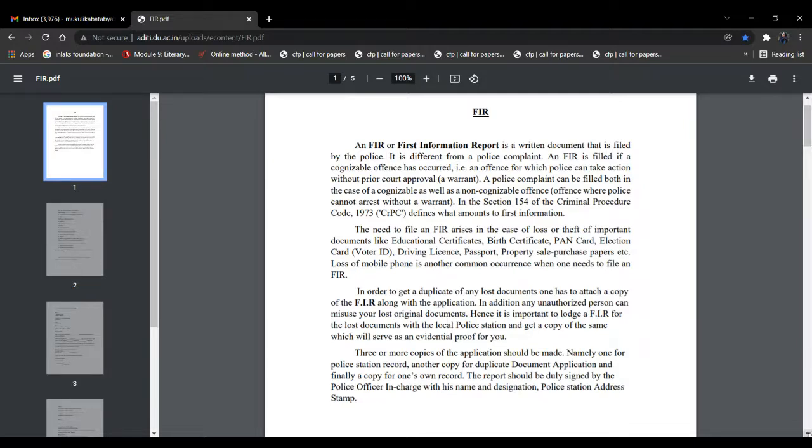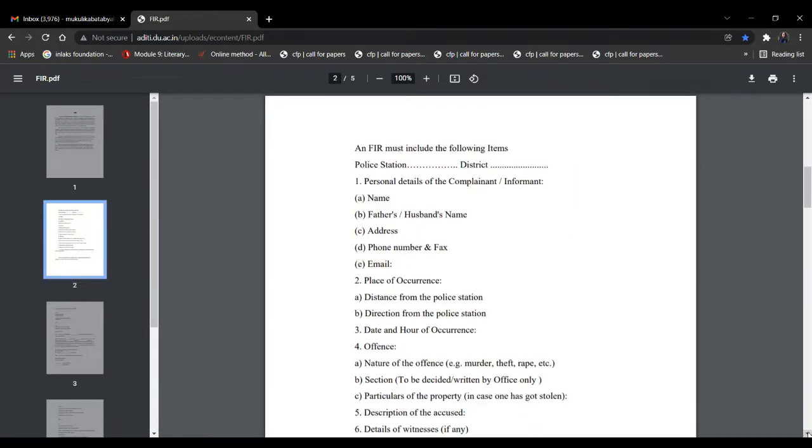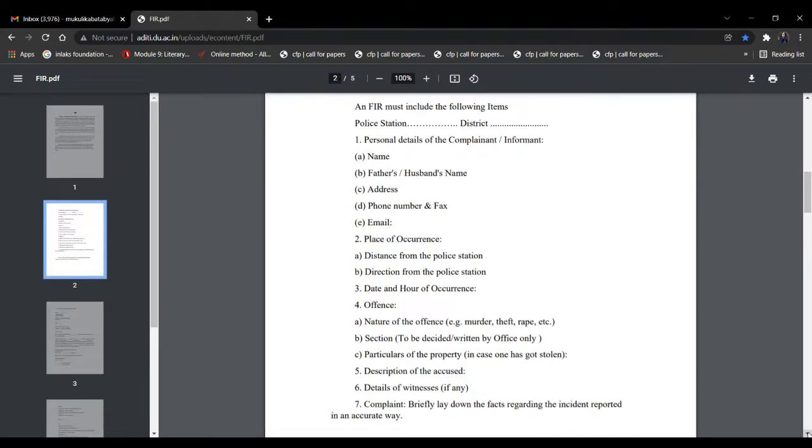So now you know what an FIR is. Now let us see what you must include in the FIR. The FIR must include the following items, like the police station and the district. So, kahan ka police station hai and which district does it belong to? That's one of the first things.